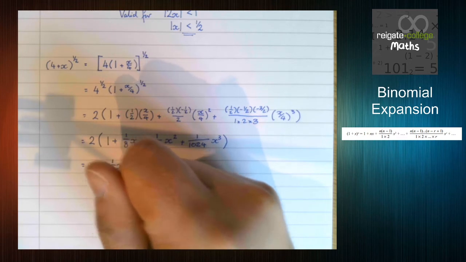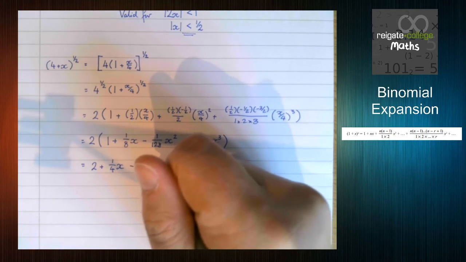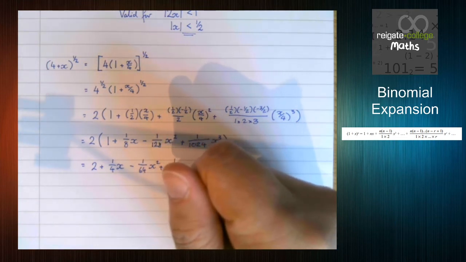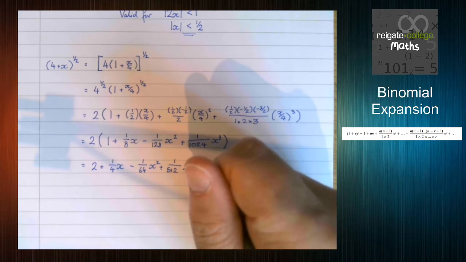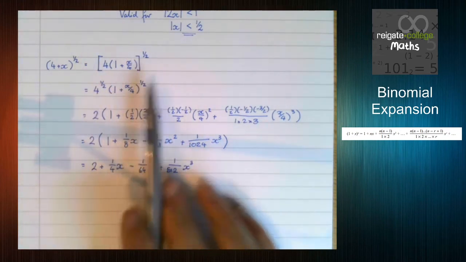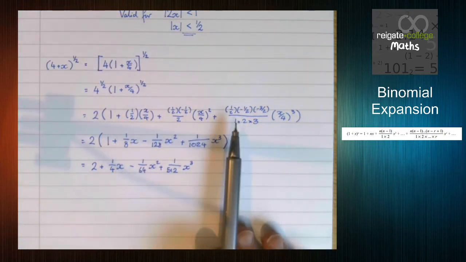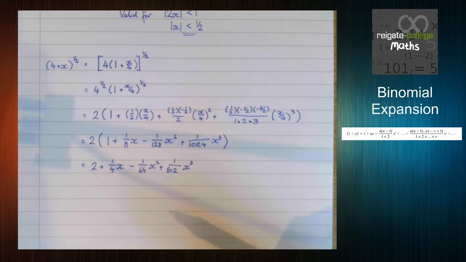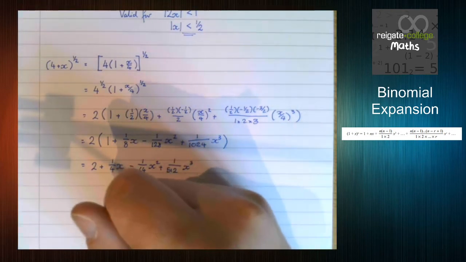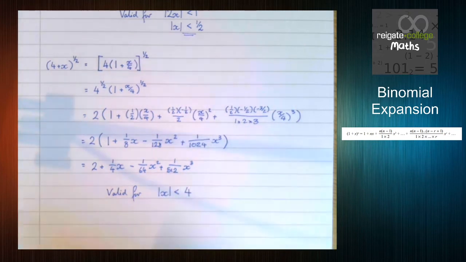2 plus a quarter x minus 1 over 64 x squared plus 1 over 512 x cubed. And again, we could have kept going, but we didn't need to. So on the whole, it's only this first step that's different. The rest of this is still just using the formula, and that's the nice thing about these questions. Again, the validity here is a little bit different. So this is valid for the x term less than the not x term.